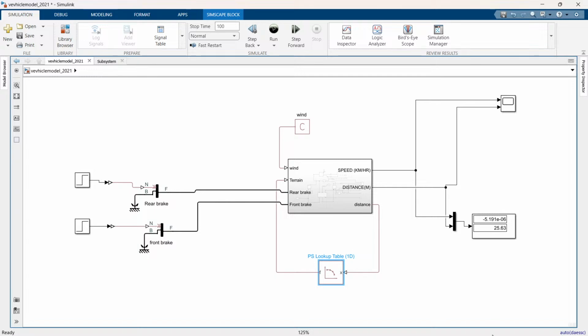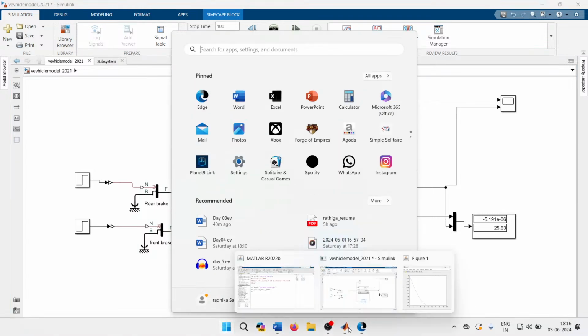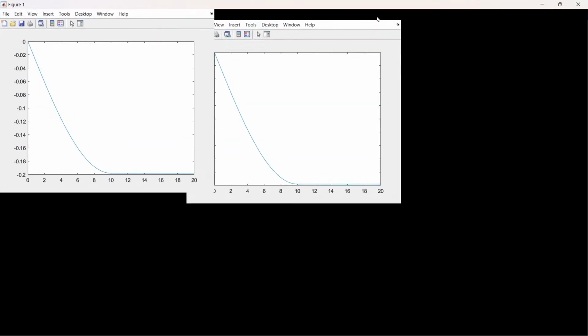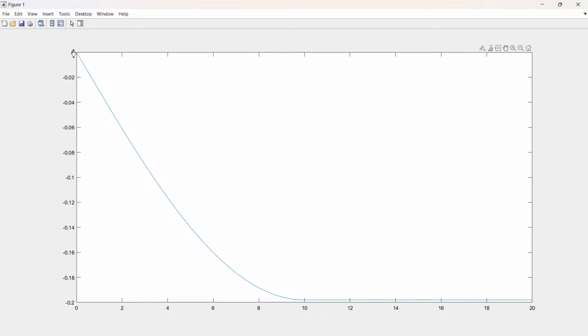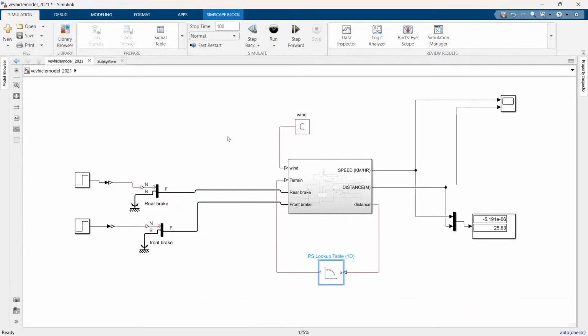Now I will show you the slope versus distance figure. This is our slope versus distance. Initially our vehicle is in a zero condition. After that we introduce a negative value. Whenever our vehicle reaches 10 seconds, the vehicle will reach the zero position, so there is no slope after 10 seconds. Let us check what response our vehicle gives during this condition. That is why we have to create this slope versus distance value.